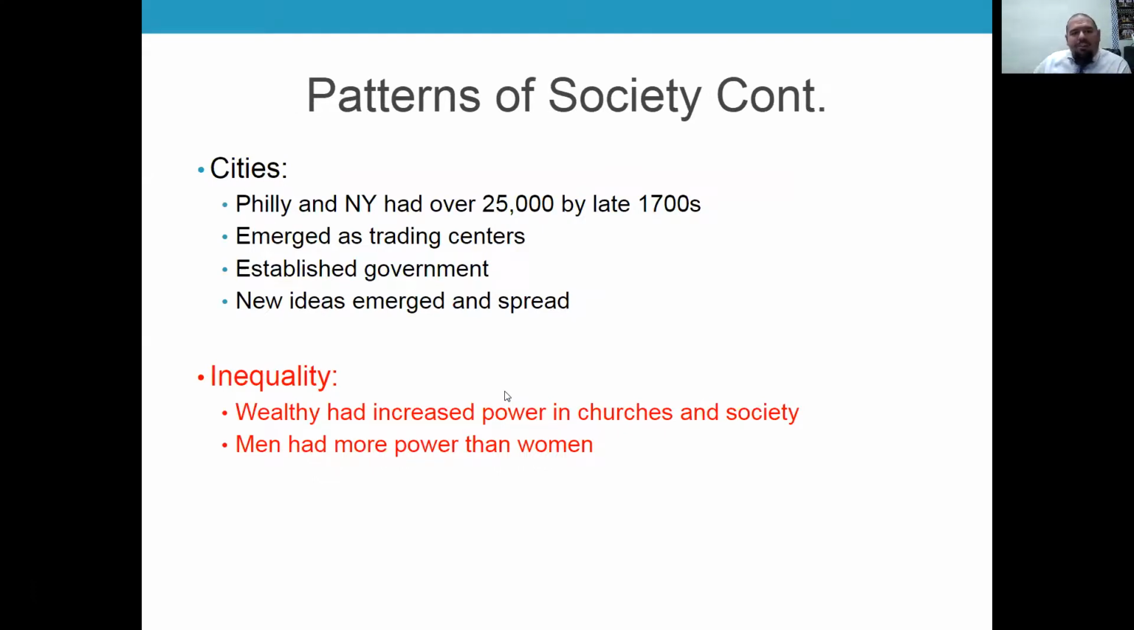So patterns of society. Cities, Philadelphia and New York had over 25,000 people by the late 1700s. They are going to emerge as large trading centers. If you had me for big history, if you remember the Erie Canal being built led New York City to become the booming town, the booming city, the booming capital that it became over time. They also had established governments, and new ideas would emerge and spread. But it's going to lead to some inequality. The wealthy had increased power in churches and society, and men obviously have more power than women.